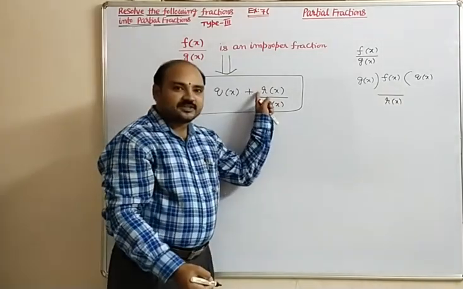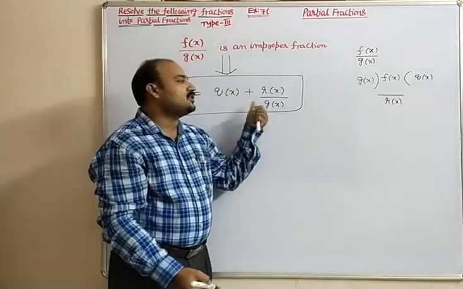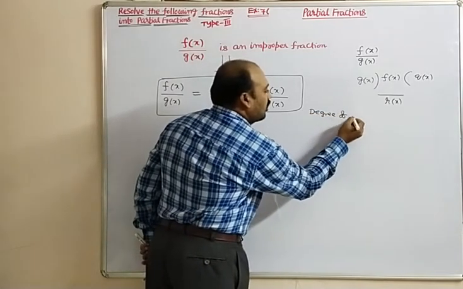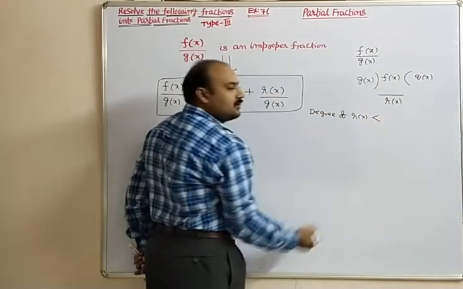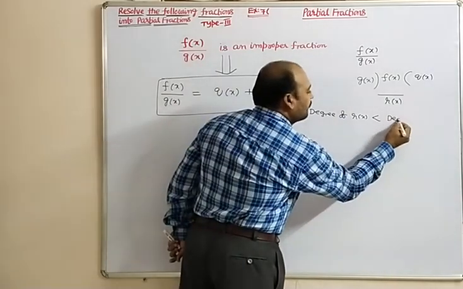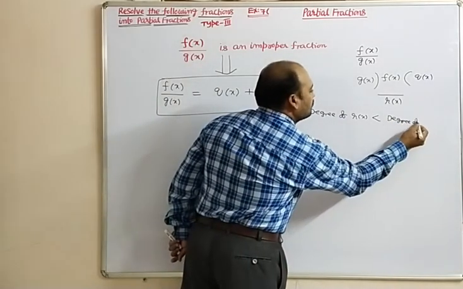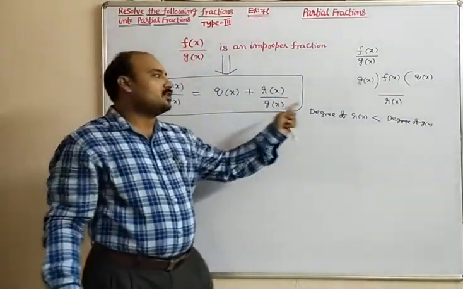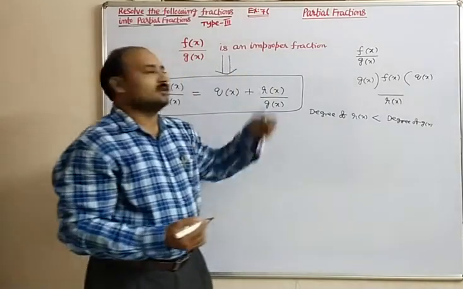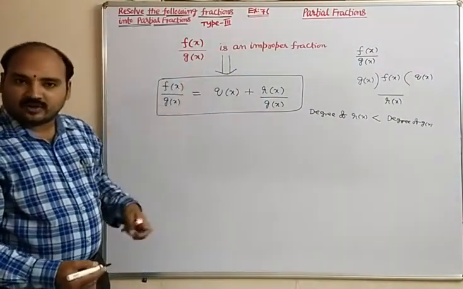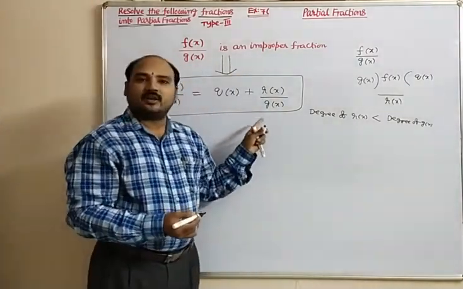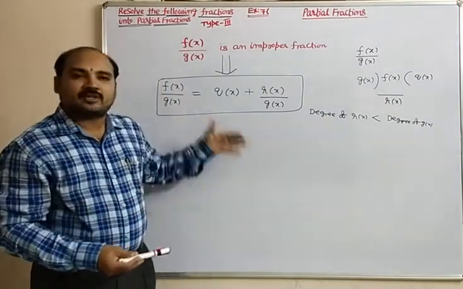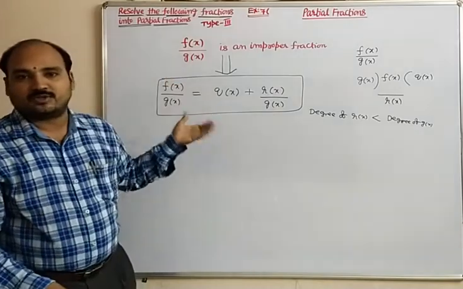Now the degree of r of x should be less than the degree of g of x. Here q of x is the quotient of the fraction. Like this, first you have to convert, and then we can resolve into partial fractions. We will discuss some examples based on these questions.